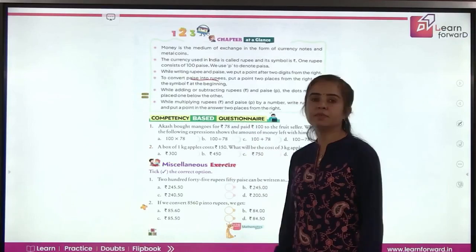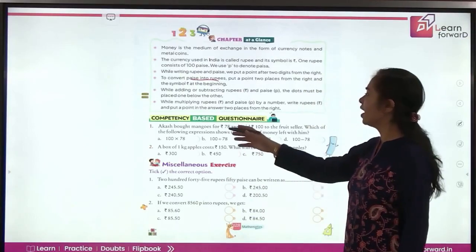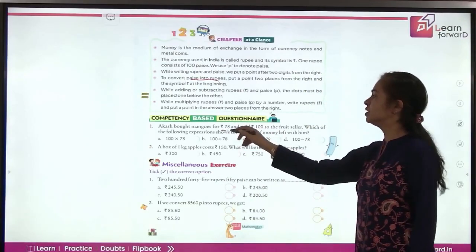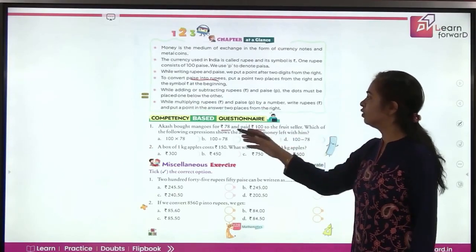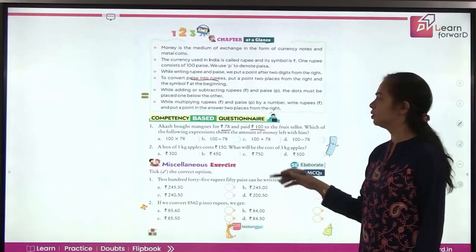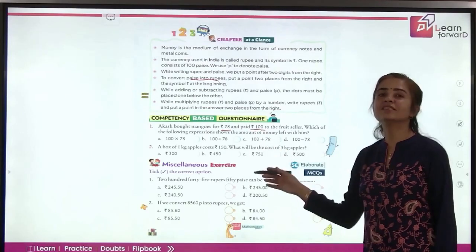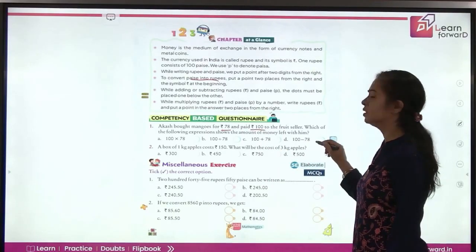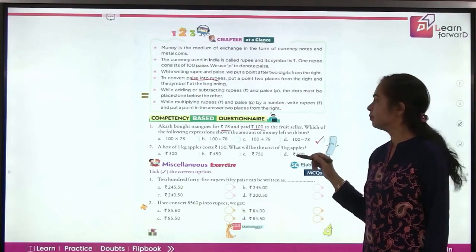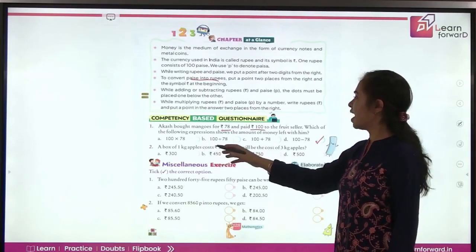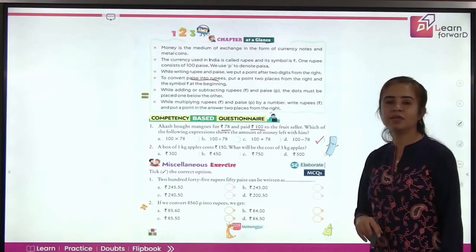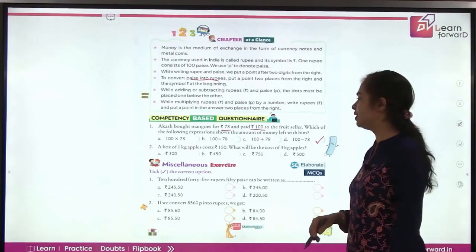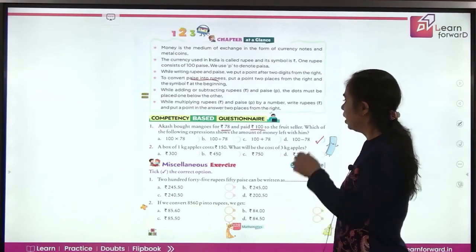Now, competency based questions. Akash bought mangoes for rupees 78 and paid rupees 100 to the fruit seller. Which of the following expressions shows the amount? So what is he doing? Subtraction. So 100 minus 78. A box of 1 kg apples costs rupees 150. What will be the cost of 3 kg apples? What will you do? You will multiply and get your answer.